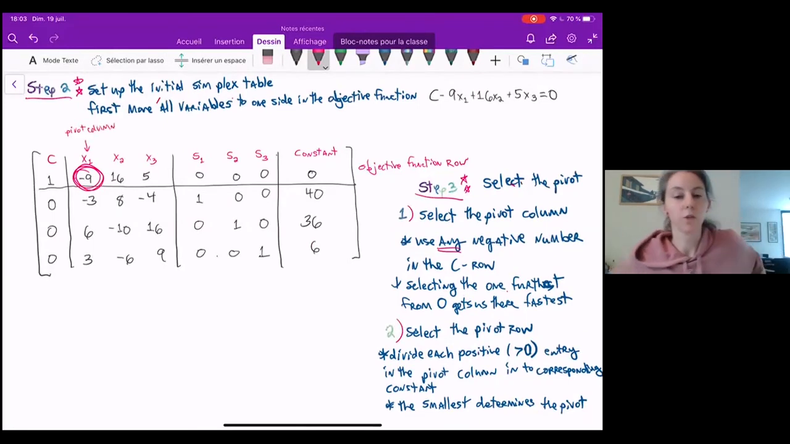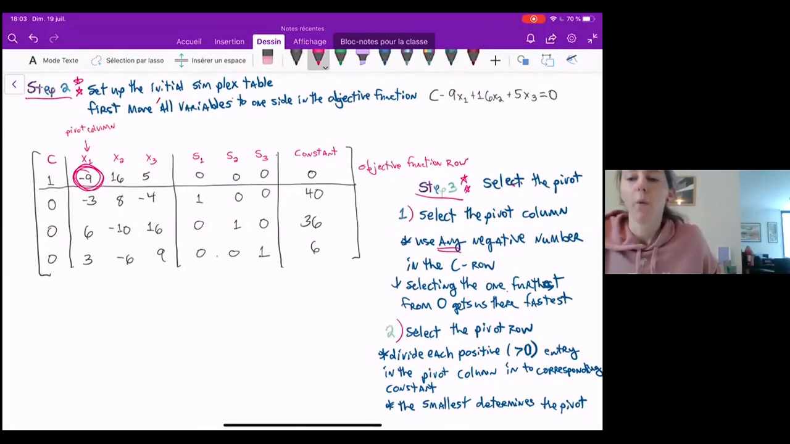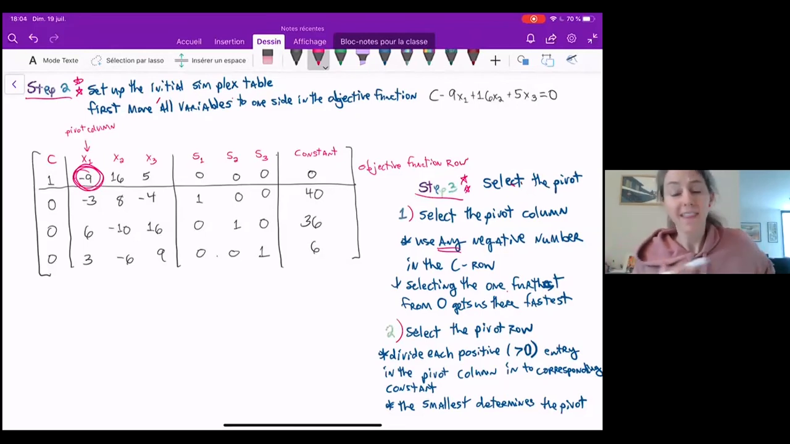And now I want to pick my pivot row. Wait, actually, before we do that, this was the only negative number in this one, but note that sometimes you might have more than one negative number up there. So how do you choose between them? It really doesn't matter. But if you select the one that's furthest from 0, that will usually get you to your final goal fastest. So pick the negative number that's the furthest away from 0.